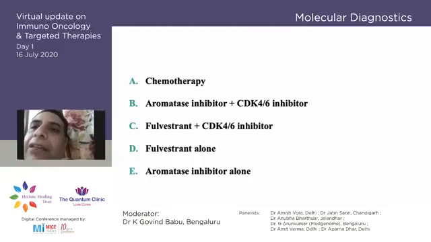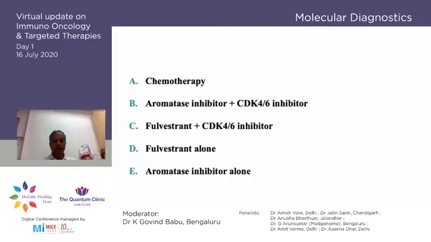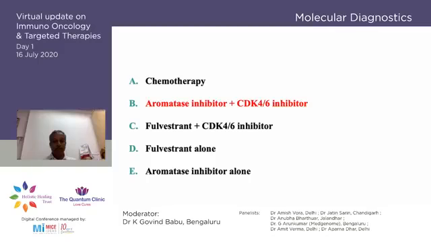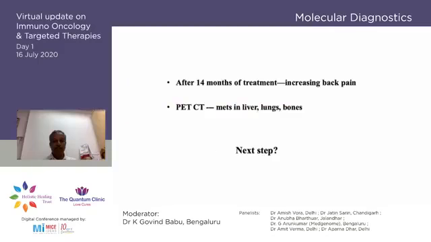If she has been given an AI along with ovarian suppression, I think we can go ahead with this trend with a CDK4/6 inhibitor, that first choice, along with goserelin. Right. In fact, that's what she got. She got fulvestrant plus CDK4/6 inhibitor, which she took for almost 14 months.